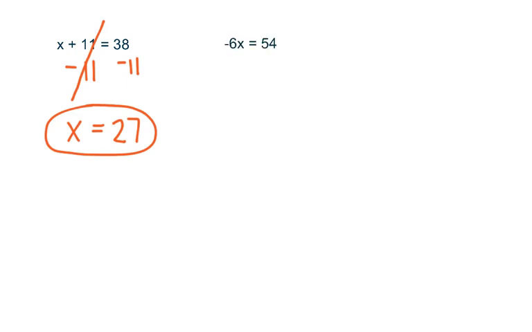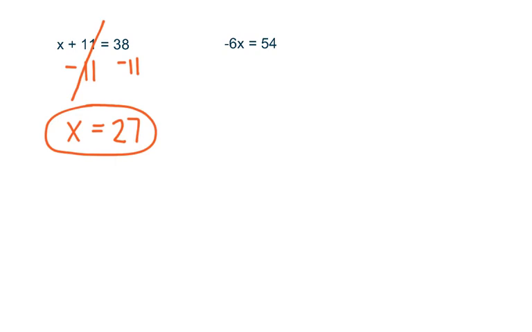Next, we'll look at the equation negative 6x equals 54. This time, I have negative 6 times x equals 54. I need multiplication to go away. And this is where we're going to use the multiplication property of equality, which says I'm allowed to multiply or divide one side of the equation by anything I want, as long as I do the same thing to the other side.